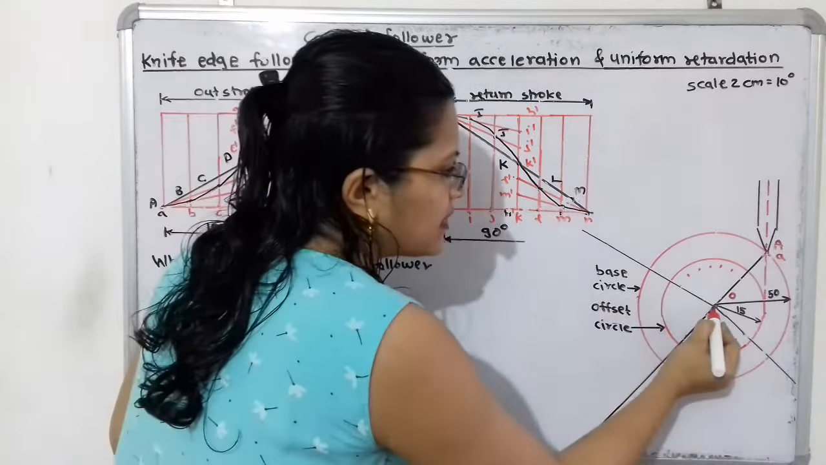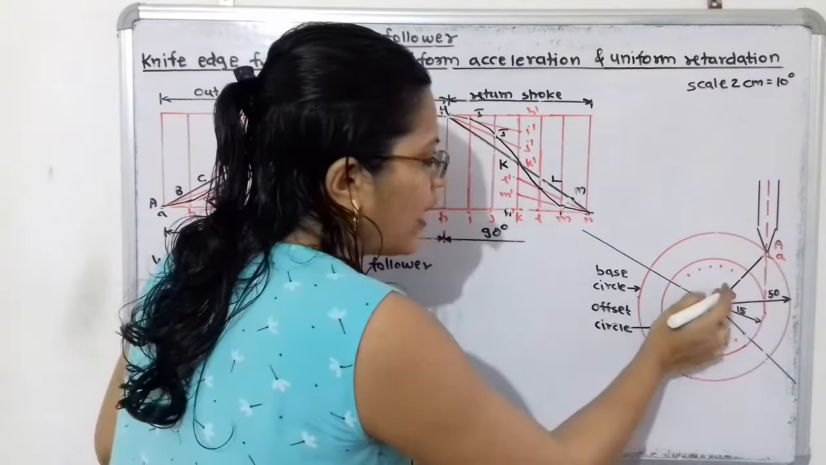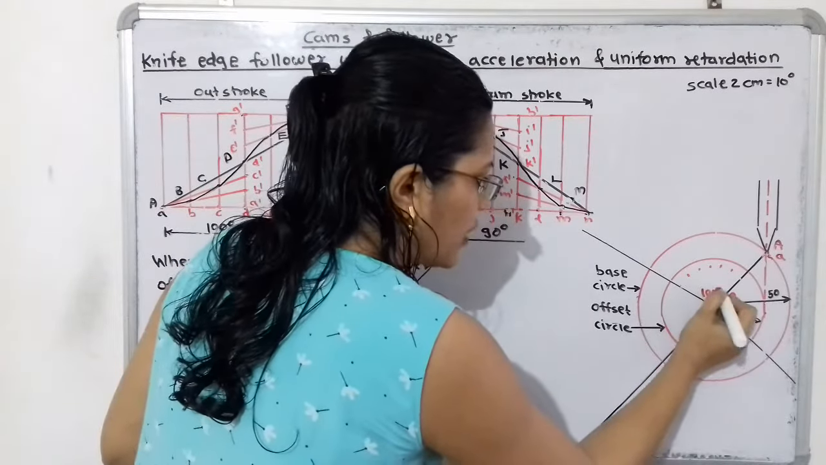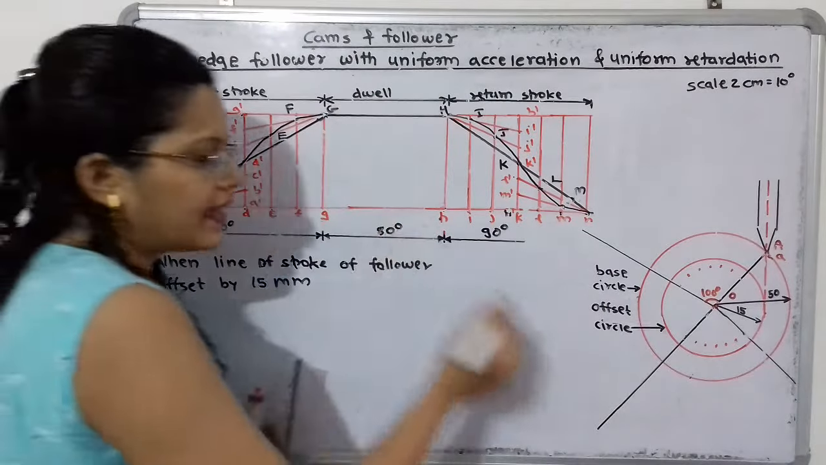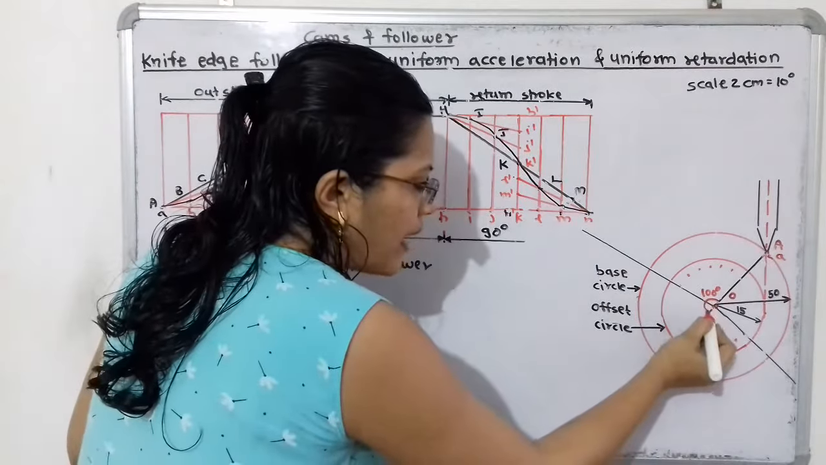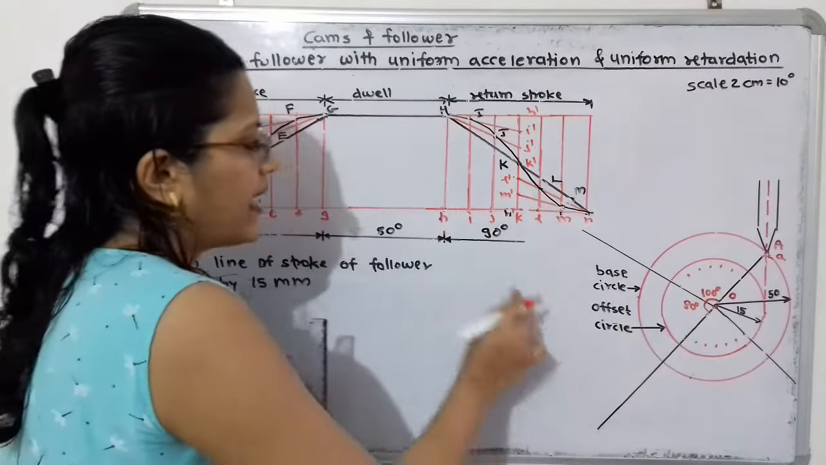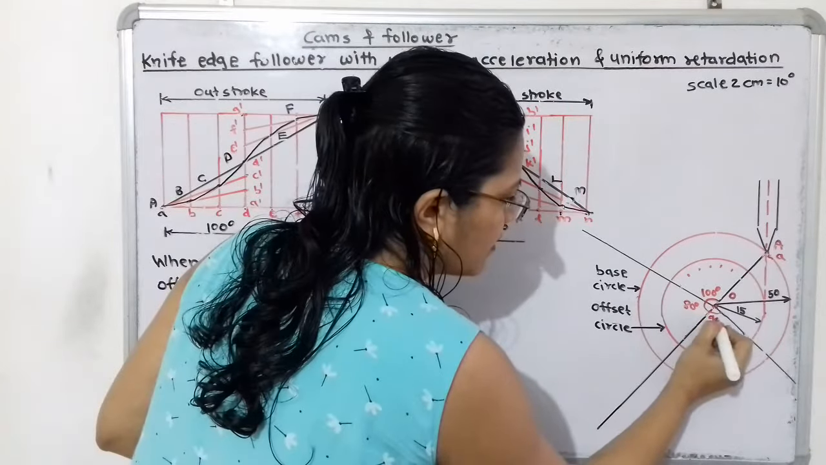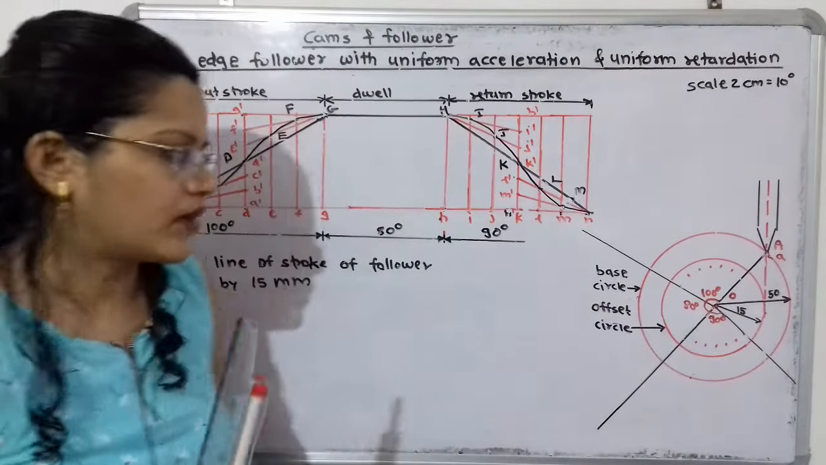So we will join this line O to A, and if we take this base line, then we have to take here an angle equal to 100 degrees, that is for the outstroke. So here is the line. So next is the 80 degree line. So here again we have to mark one point for 80 degrees. So this is the dwell period, and then again there is 90 degrees for the return stroke. So here is the angle 90 degrees, and the remaining angle is also 90 degrees, that is the dwell period.